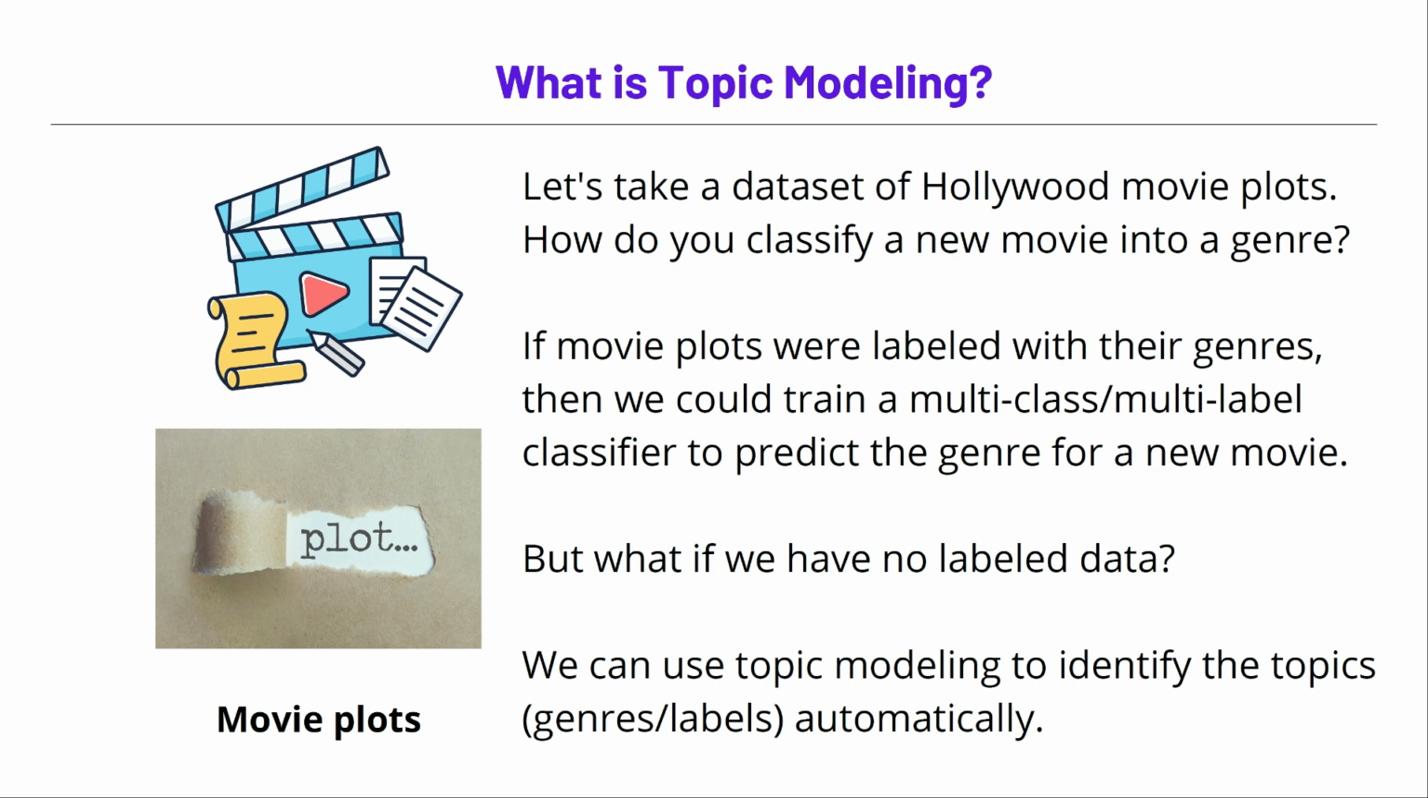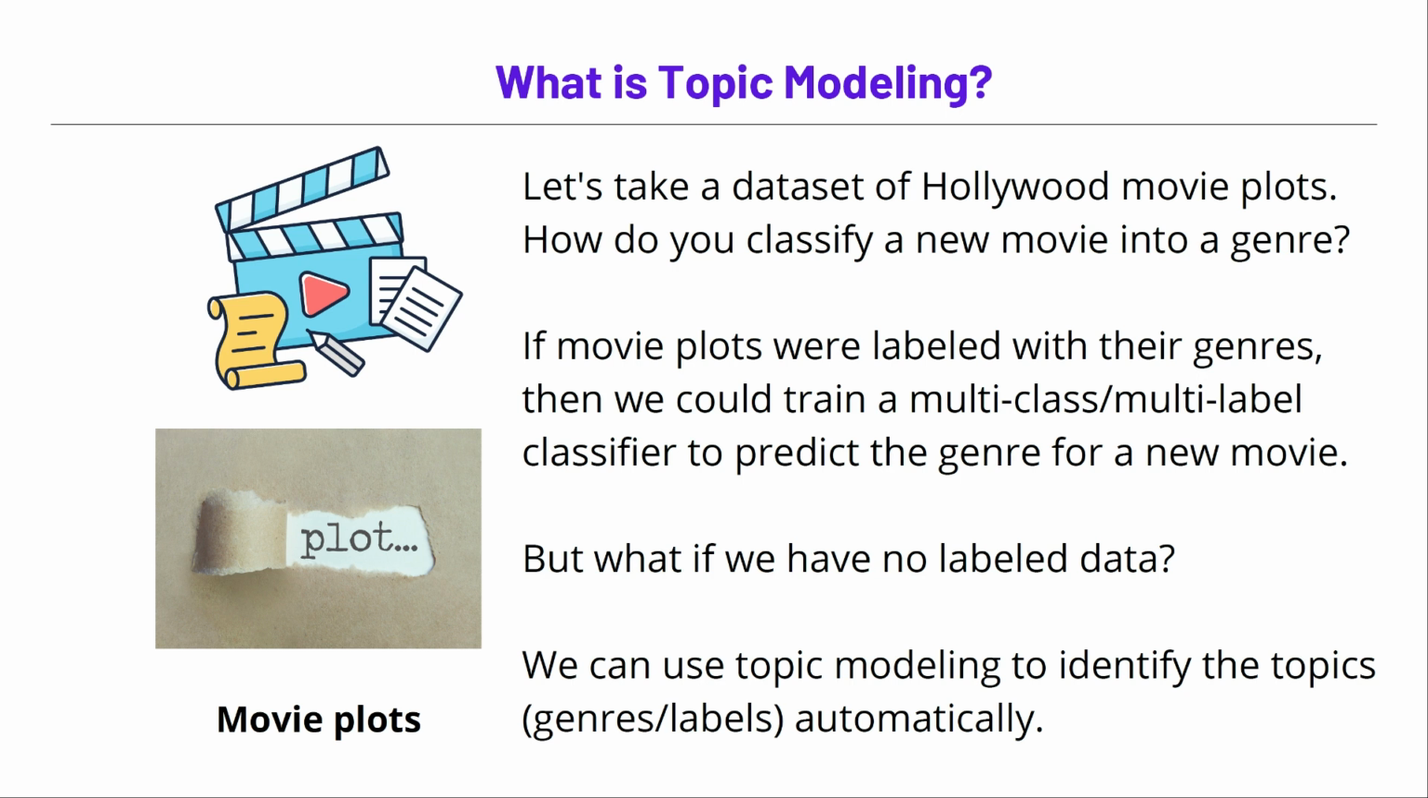the documents. In order to understand better, let's take the dataset of Hollywood movie plots that came out in the last 15 years. Let's assume that we have about 3000 movie plots. The first thing is, how do you automatically identify different themes or topics within these movie plots? For example, if you want to automatically classify any given movie into a genre, how do you do that? That's where topic modeling comes into play.